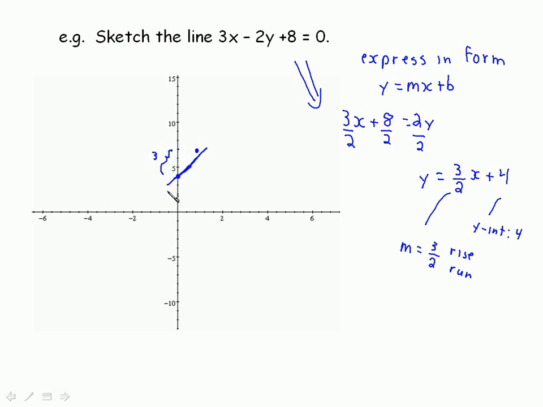I didn't bring my ruler today, excuse me. Anyways, we get that. Something like that at least. So nothing to it.